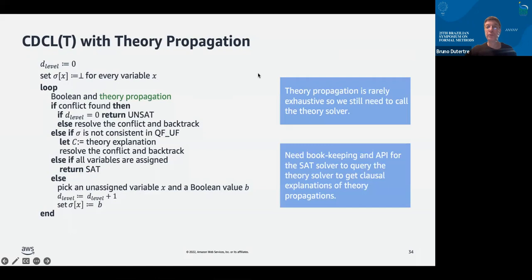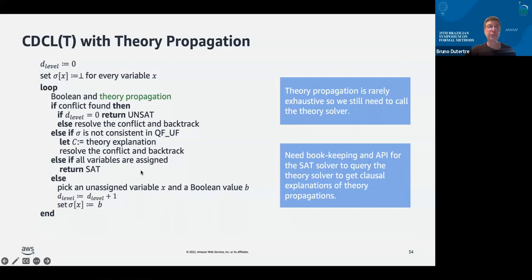So even though we do theory propagation, we still have to check consistency of the set of atoms. The reason we have to do that is because theory propagation is usually too expensive. And as I will show in a few slides, it's usually incomplete. Even if you were spending a lot of time, you cannot do it completely, so you cannot propagate everything.